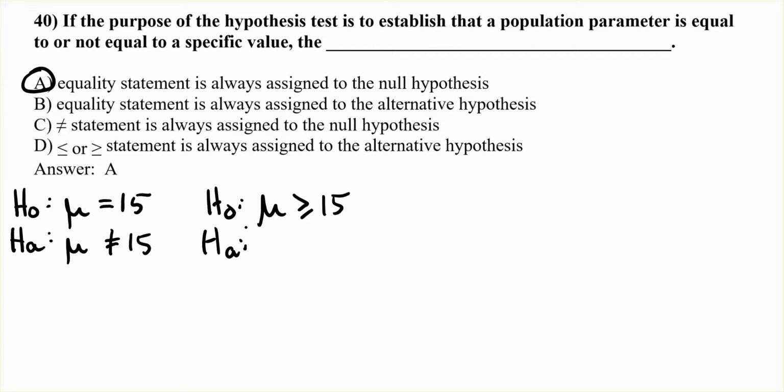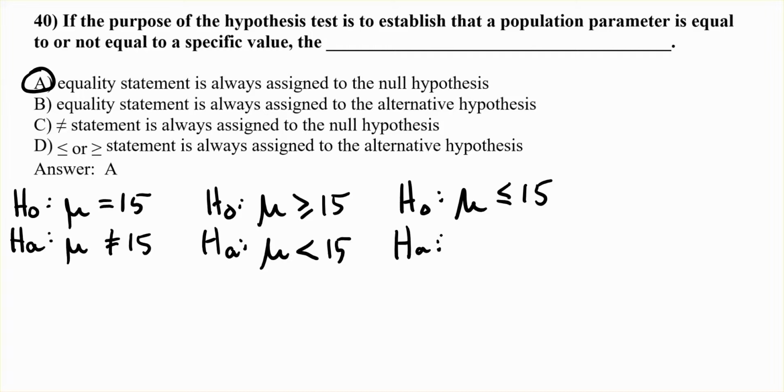In this case, the alternative hypothesis would be everything else, would be less than 15. Notice no equality with that one. Could also be written as the mean of the population is less than or equal to 15. Again, notice the equality sign with the null hypothesis. The alternative is that the mean might be everything greater than 15. So the equality statement always goes with the null hypothesis.